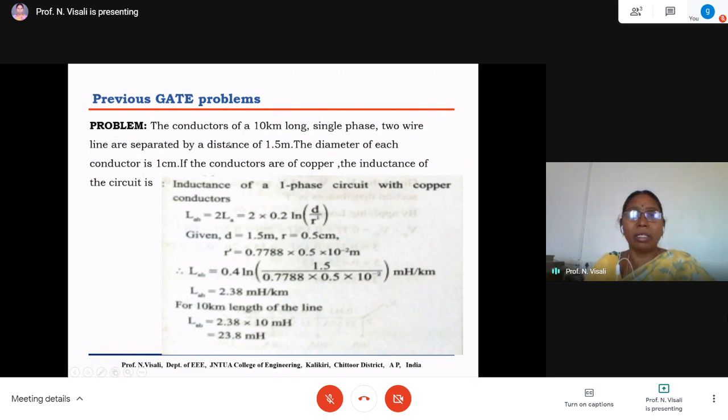Then for a 10-kilometer-long line, the calculated per-kilometer inductance is multiplied by 10, and you get the total inductance for 10 kilometers length. So LAB is equal to 23.8 millihenries.